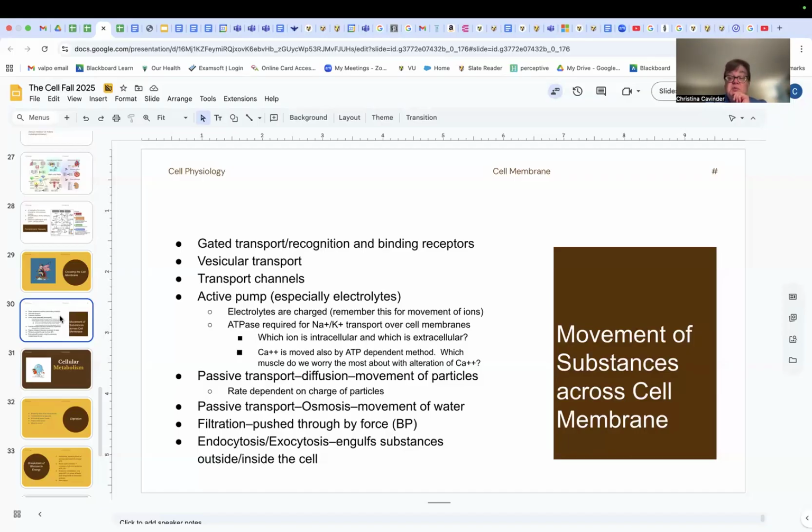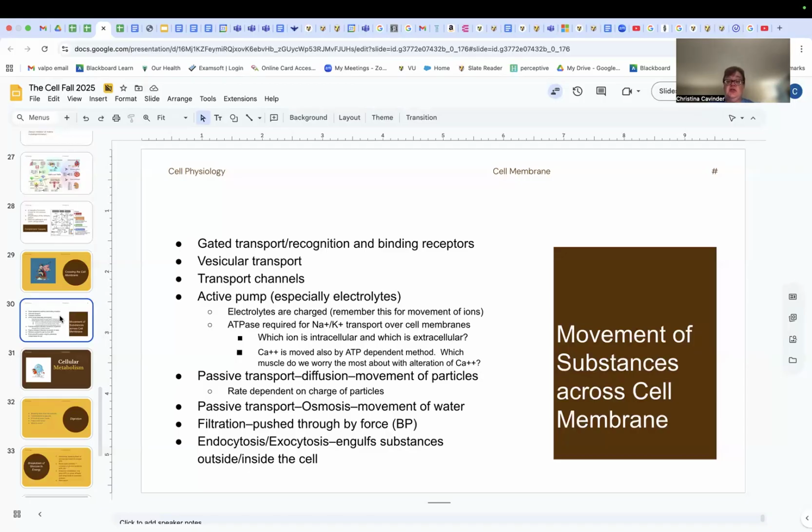Another passive transport is osmosis, and this is the movement of water, not particles, but water. So water is moving, and it goes from a low concentration to a high concentration. So you kind of have particles moving the opposite direction water is, till it's at a homeostasis.